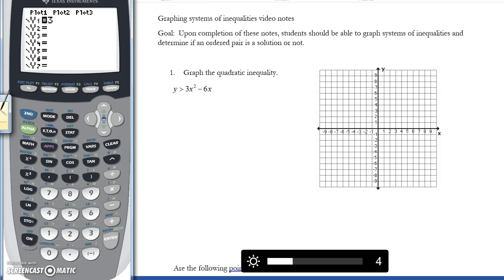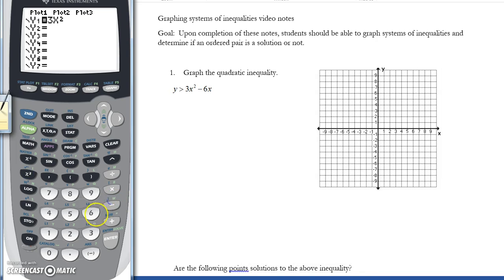Alright, and then we're going to type this in. So 3x squared minus 6x. And I always zoom standard. If your window's in the proper setting, you can go ahead and just hit graph. But I hit zoom standard, which is number 6. That gives us a negative 10 by 10 window, which is what I have over here.